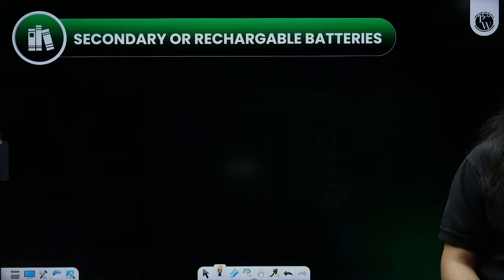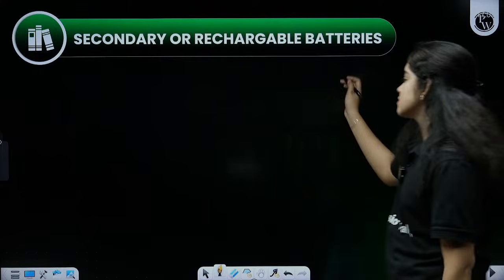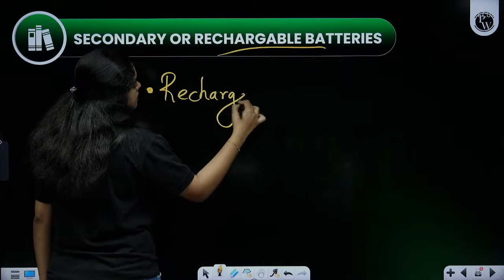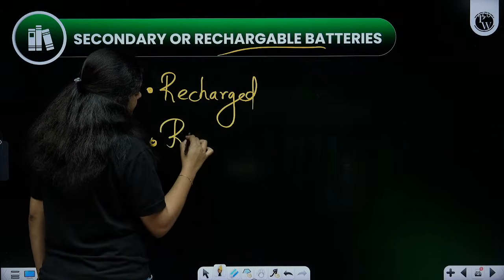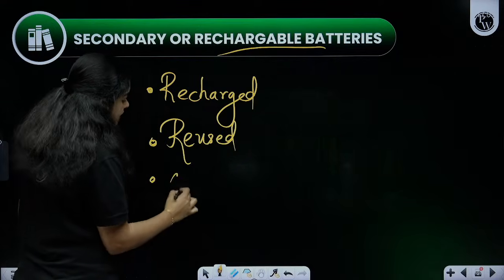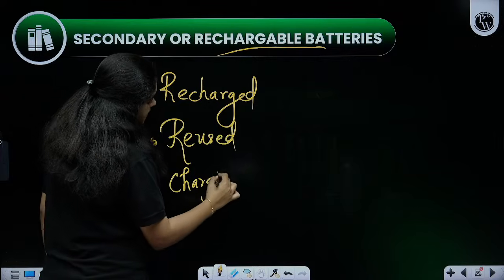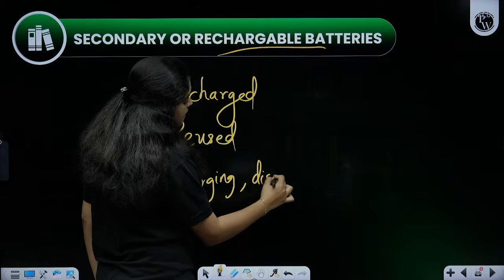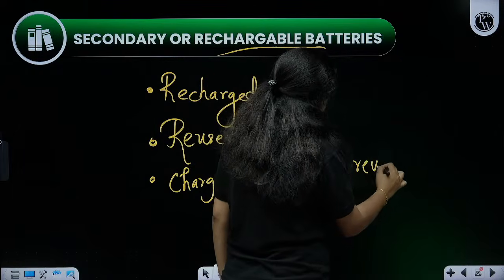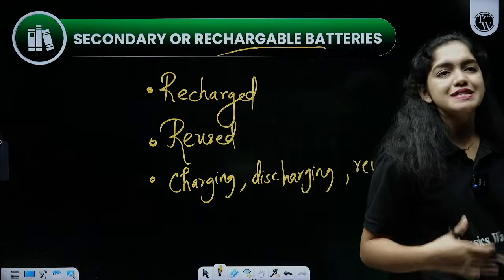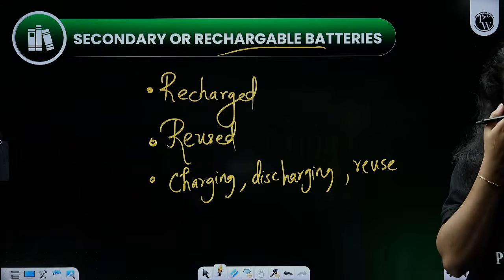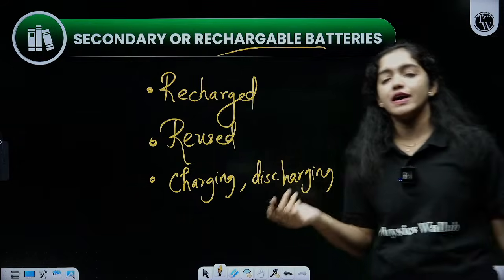Got it? So, for a secondary battery, the batteries can be recharged. That's why it is known as rechargeable battery. Recharged, reused. After the charging cycle, what will happen? Charging, discharging. 2 cycles are happening inside the battery, that is charging, discharging, and again we are reusing it. So we can reuse it by charging many times, so it won't stop, so it won't die, so we can use it many times.